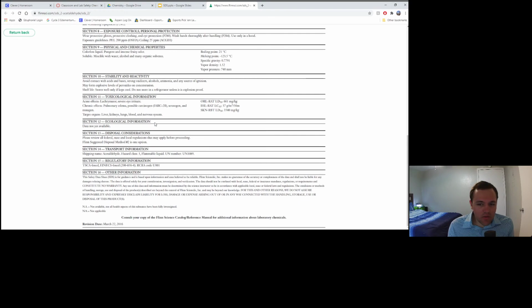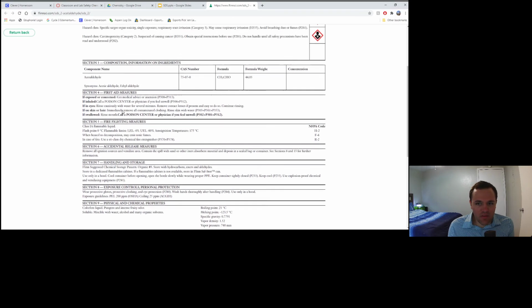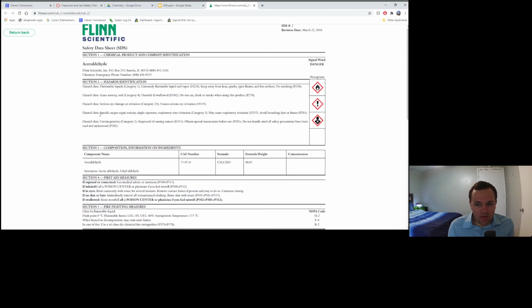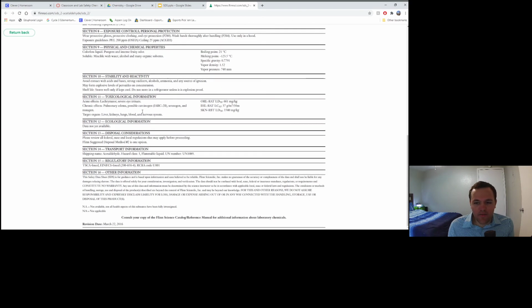Section 12 is ecological information. A lot of times, like we have here, it's not going to tell you anything really, because that's one that they're not required to do a lot of research into and put on the SDS sheets. But sometimes you get lucky and there is something in there. And a lot of these other sections, like section 11, just expands on what it said earlier. So in section 2, it told us that it had specific organ toxicity. And if we look down here in toxicological information, it tells us what those organs are. It says it can target your liver, your kidneys, lungs, blood, nervous system, all that.